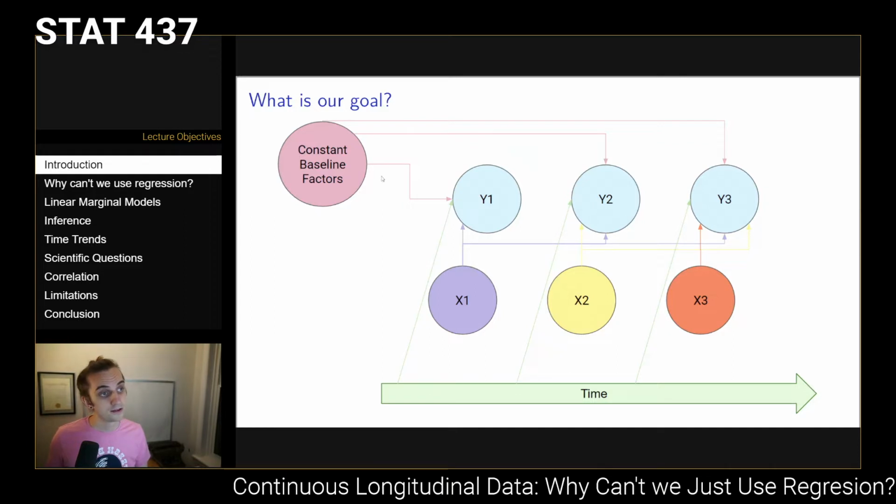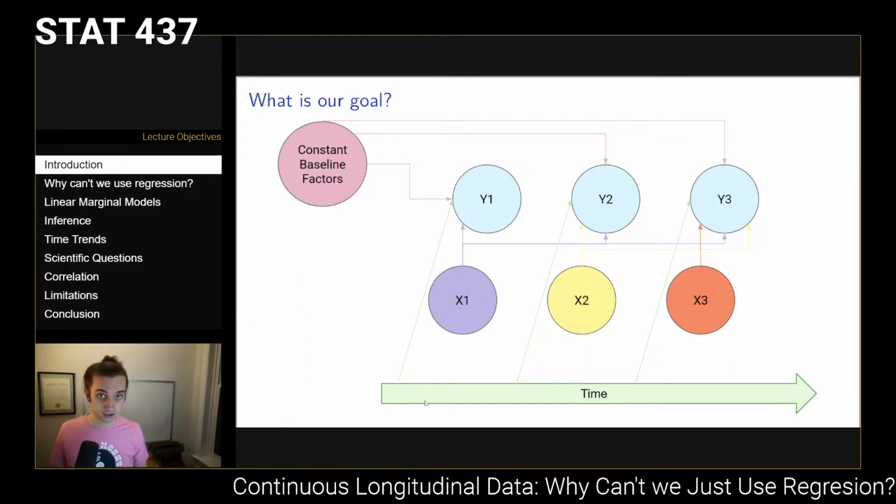I also have labeled these constant baseline factors. The idea with this is that it would represent any explanatory factors which don't change over time, right? So if you have anything that's constant over the course of a study, say the treatment group that someone's in, that could be considered a constant baseline factor because it's not going to evolve. And then finally, we have this time progression, right? So the whole point of longitudinal data is that time is moving onwards. And so we can think about incorporating effects of time.